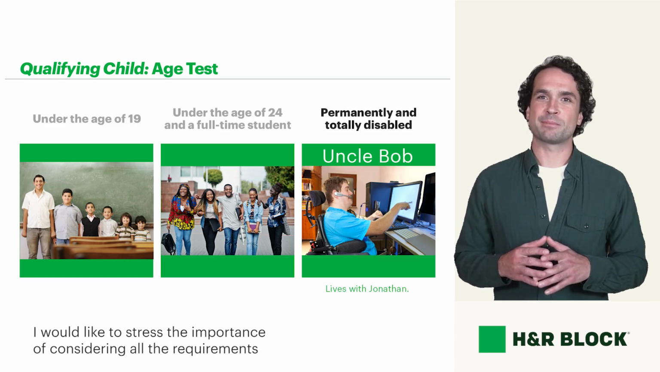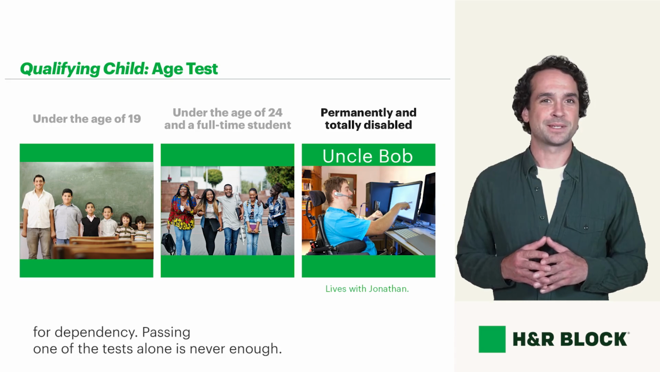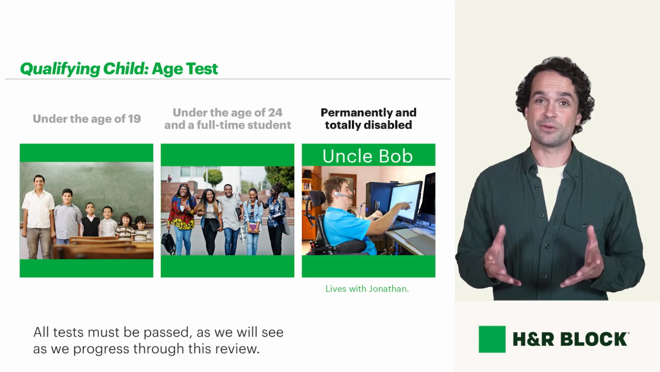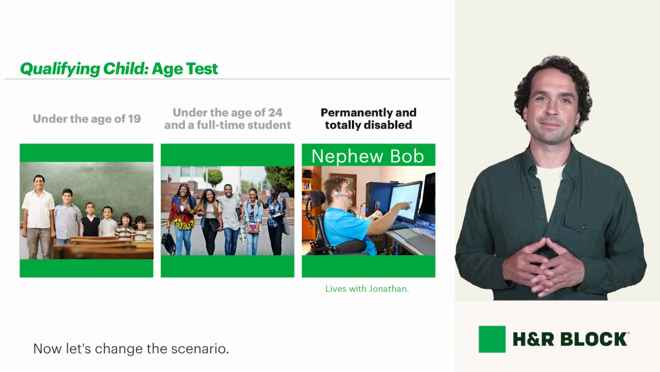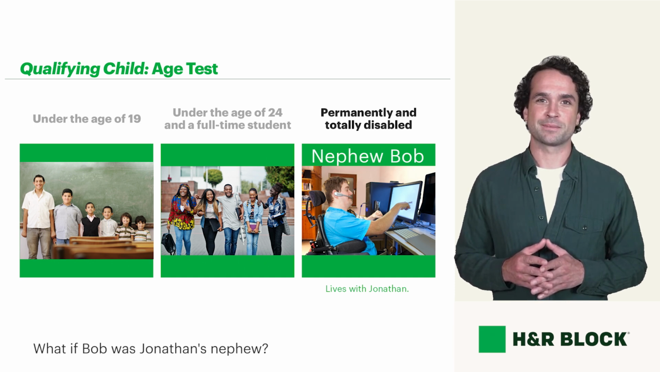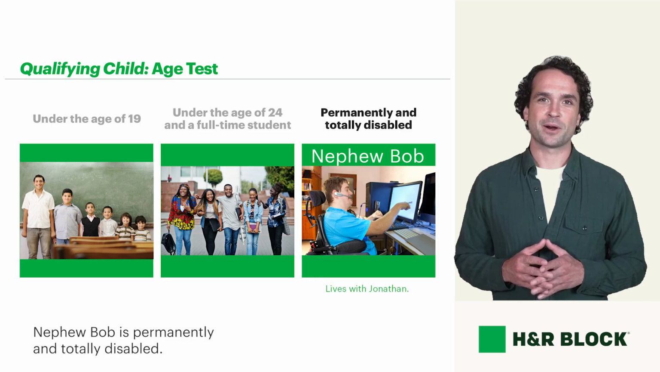I would like to stress the importance of considering all the requirements for dependency. Passing one of the tests alone is never enough. All tests must be passed, as we will see as we progress through this review. Now let's change the scenario. What if Bob was Jonathan's nephew? Nephew Bob is permanently and totally disabled.